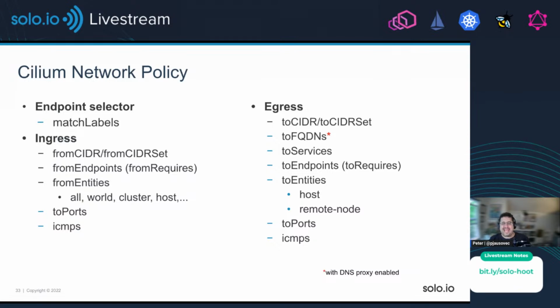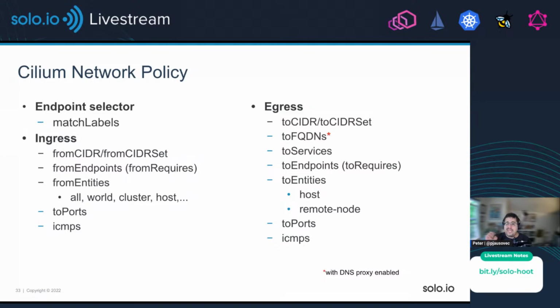There's also the from entities section that allows us to describe the different entities that are part of Cilium, right? We can describe the entities that can access the endpoint selected by the endpoint selector. So there's multiple entities defined, things like world, meaning everyone, cluster, host, remote node, and so on. There's also the to ports field, right? And this one allows us to specify the ports for the policy as well as the protocol.